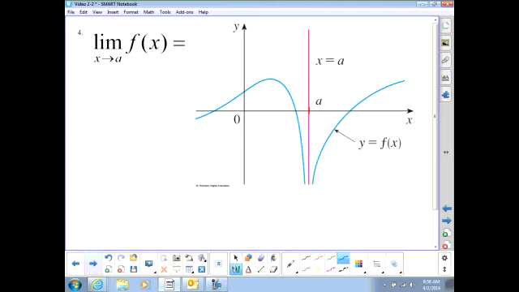In this particular graph, we're saying our x value we're approaching is a. Well, a from the left is going down without bound. A from the right, our y values are also going down without bound. When I say without bound, meaning it's getting smaller and smaller and smaller. So we therefore are going towards negative infinity for this overall limit, because our left-hand and right-hand limits both equal negative infinity.